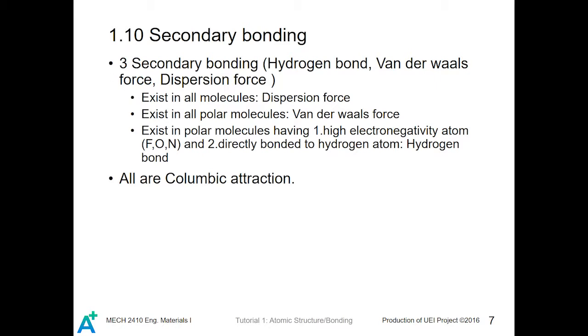Secondary bondings. Secondary bondings consist of hydrogen bond, van der Waals force, and dispersion force. Dispersion force exists in all molecules. Van der Waals force will also exist in polar molecules. For some polar molecules having a highly electronegative atom, usually F, O, and N, where F stands for fluorine, O for oxygen, N for nitrogen, and there is a direct covalent bond between a hydrogen atom and this F, O, or N atom, then a hydrogen bond can be formed. In their nature, they are all covalent attraction.